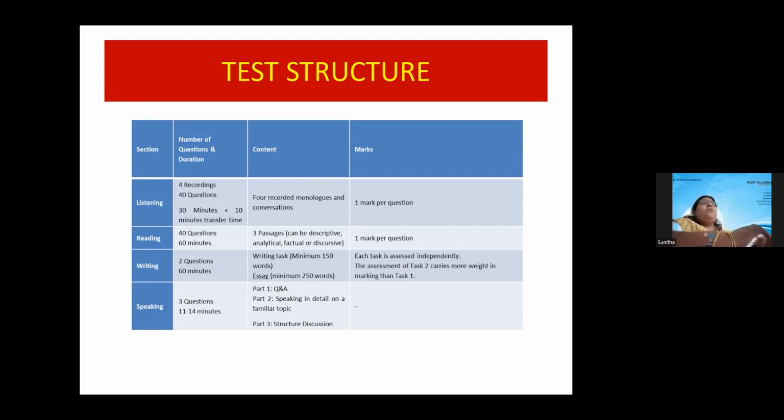The conversation or the monologues will be played and they have to answer then and there. For each right answer, 1 mark is given. There is no negative marking. That also we should inform the students.